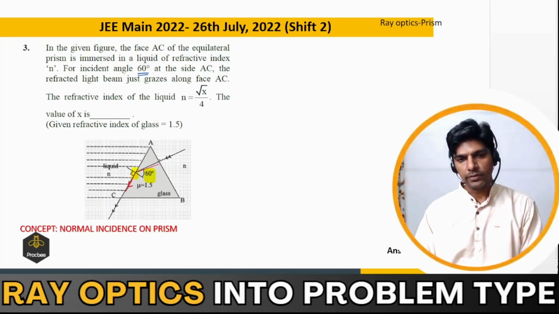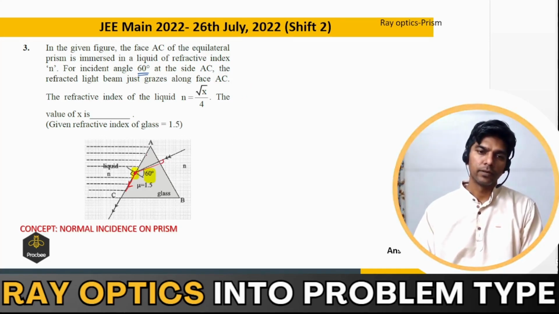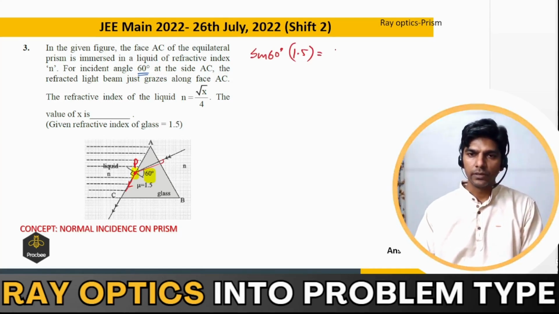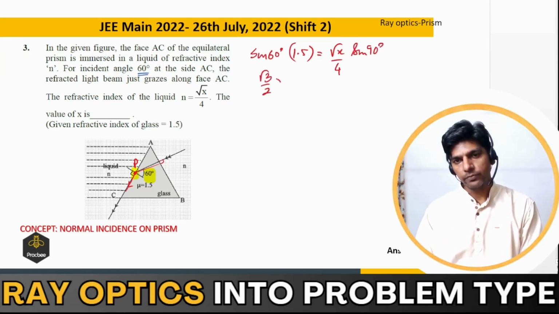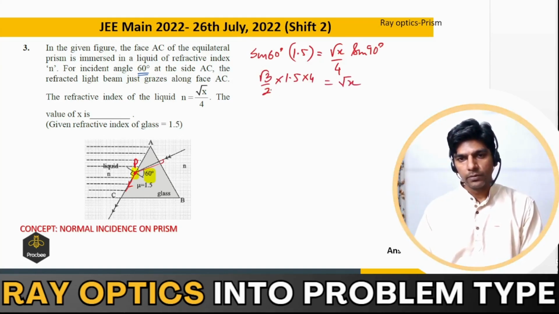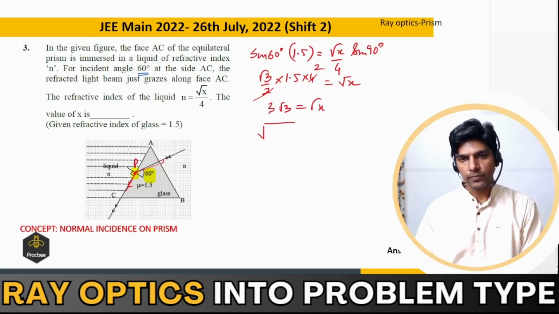Clear? So it is hitting normally, so it will cross the interface AB undeviated. So if we apply Snell's law at this point of incidence, let me call this point P. So we can say sine 60 times 1.5, which is the refractive index of the prism, is equal to n, and n is root x by 4 times sine 90 degrees. Now from this, it will be root 3 by 2 times 1.5 times 4, and sine 90 is 1. So that will be root x. So this will give us 3 root 3, or we can write this as root of 27.